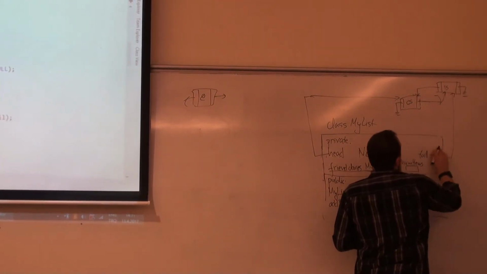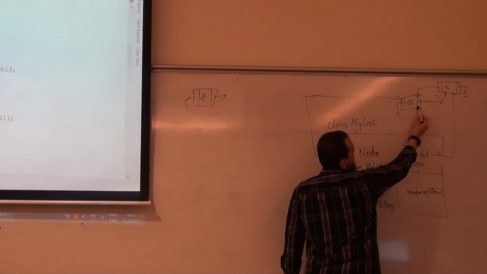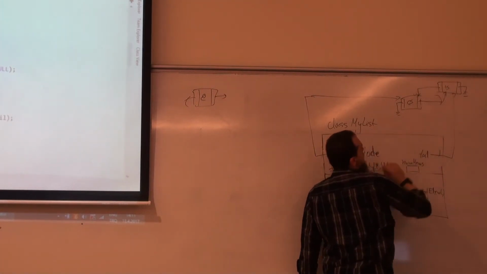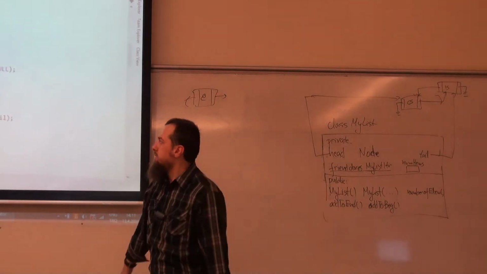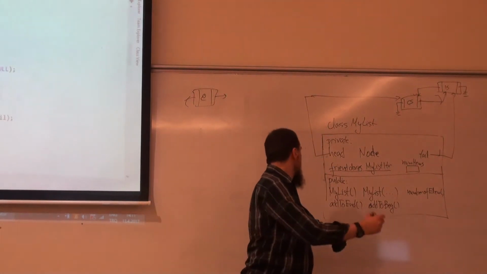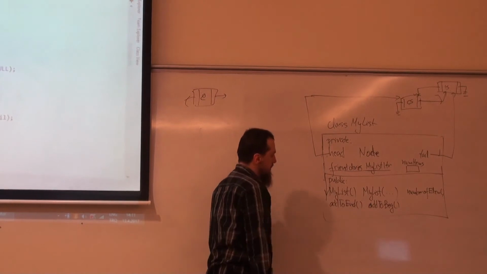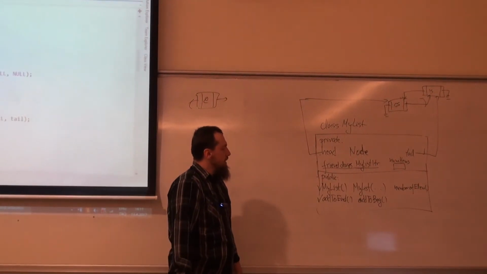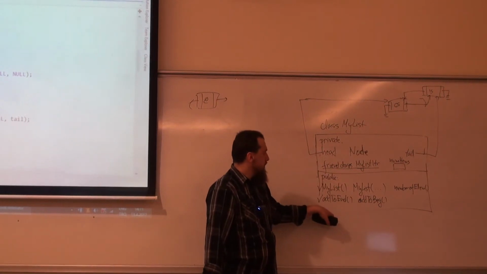Tail is going to point here. And as you see, the next node of this guy points here. The previous node of this guy points here. So we are creating a linked list. This is addToEnd. So we saw my list. We also saw addToEnd.